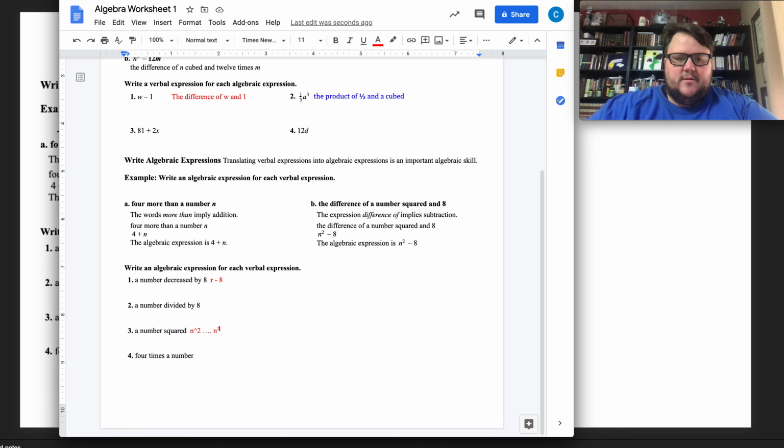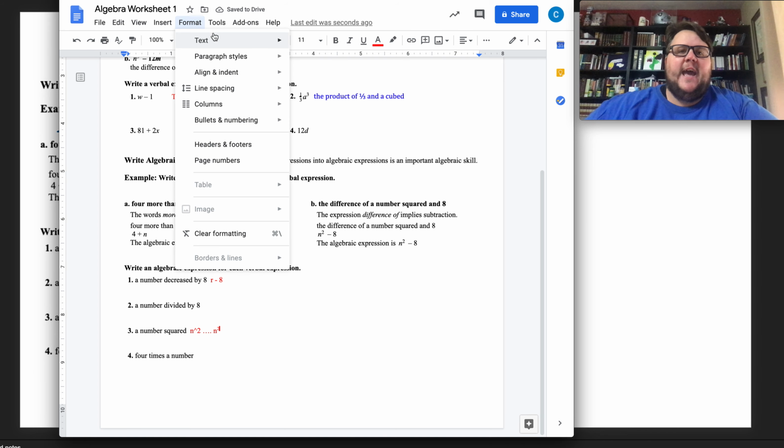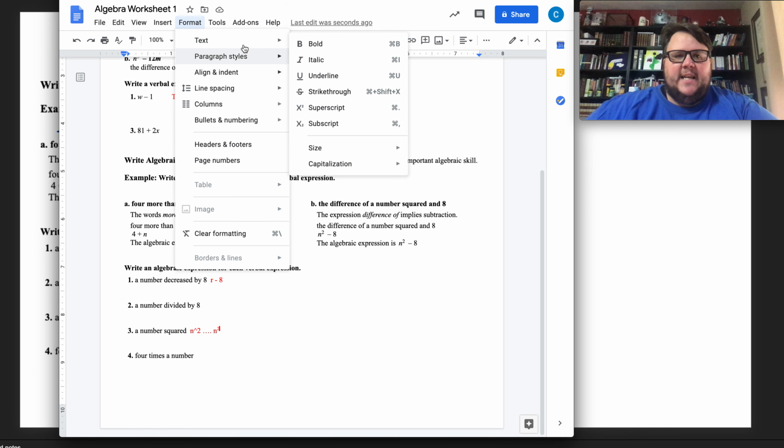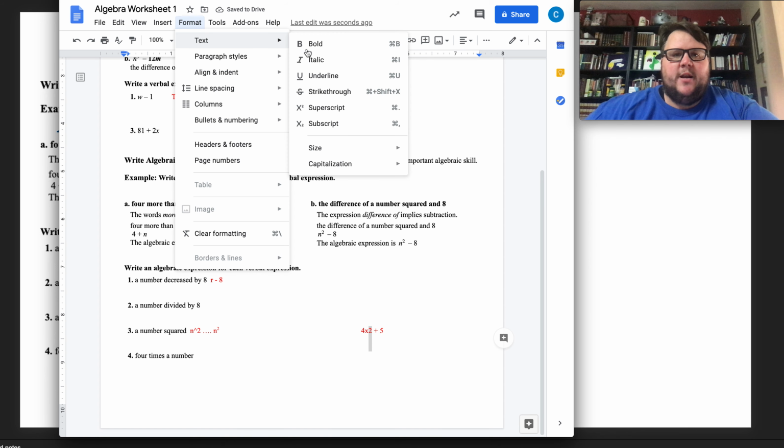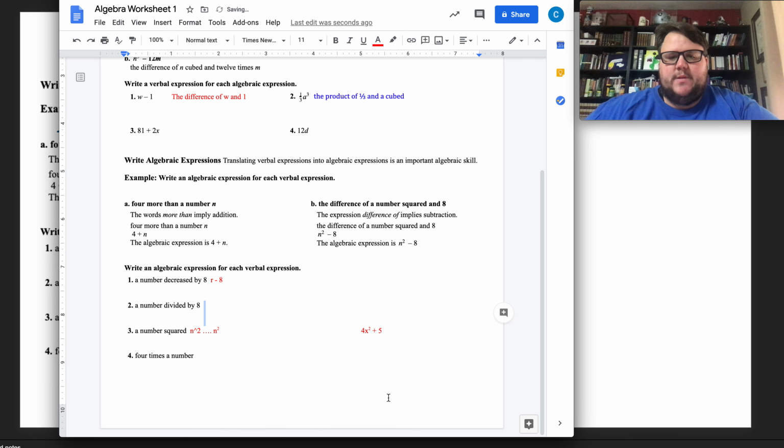So notice, I have n squared. But notice, if I start typing still, I'm still in the superscript. So after I do that, I have to go again into Format, Text, Superscript to get out of it. So this will really help us. Say that we have 4 times the number squared plus 5. I would say 4x squared plus 5, and I would highlight the 2 that I want to square, and I put it as a superscript, and that says 4x squared plus 5.